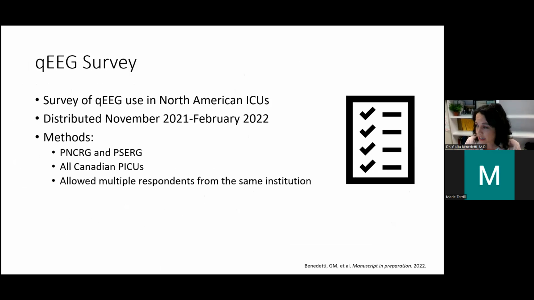So it was a survey sent out from November to February of this last year to the Pediatric Neurocritical Care Research Group and Pediatric Status Epilepticus Research Group, and then all Canadian PICUs. And I allowed respondents from multiple institutions, in part because I knew there's a lot of variation in how we're using quantitative EEG across different centers, but also even within an institution. It's often the people who are most comfortable with it who use it, but there can be a lot of variability within an institution. So I wanted to see if we got multiple answers, if that was the case. And it turned out there was a lot of discrepancy in the way people answered from the same institution.